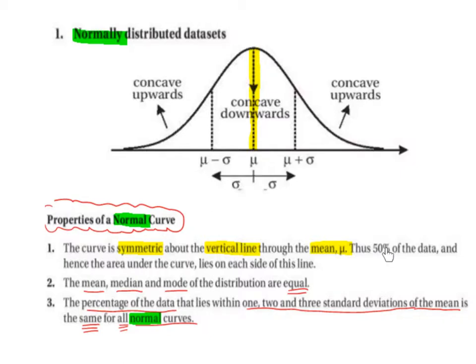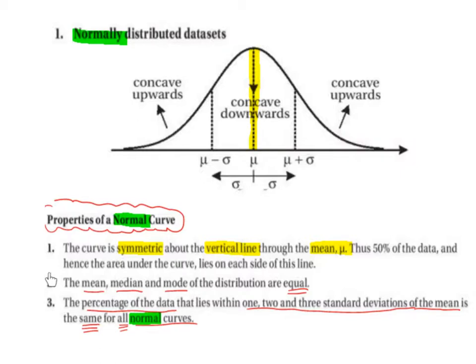Thus, 50% of the data, and hence the area under the curve, lies on each side of the line. So 50% of the area under the curve lies to the left of the line, and 50% of the area under the curve lies to the right of the line. And this represents 50% of the data is to the left, and 50% of the data is to the right.